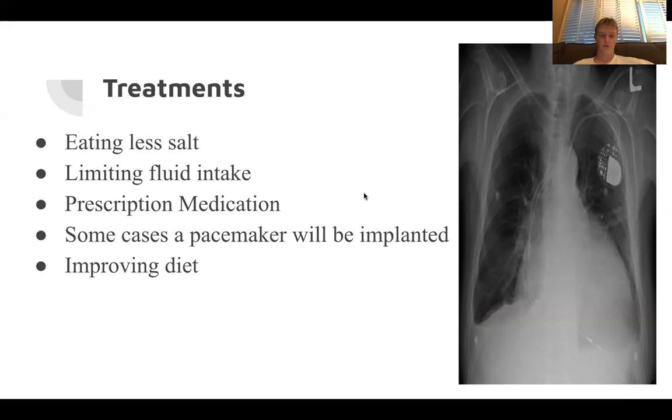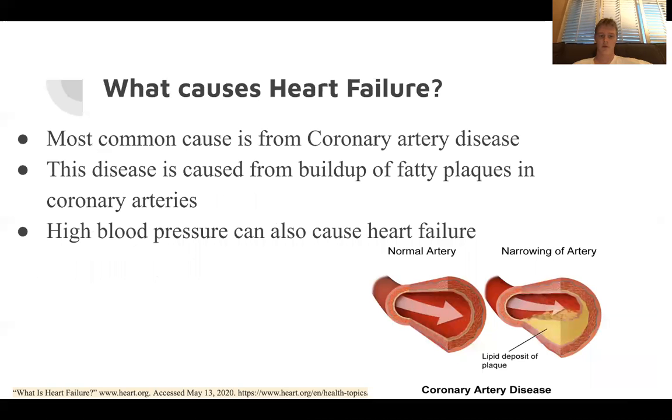You could also improve your daily diet, which to me, I would think would be the best way to start out: try to improve your daily diet and your daily lifestyle and see if that would improve your condition. And what causes heart failure?